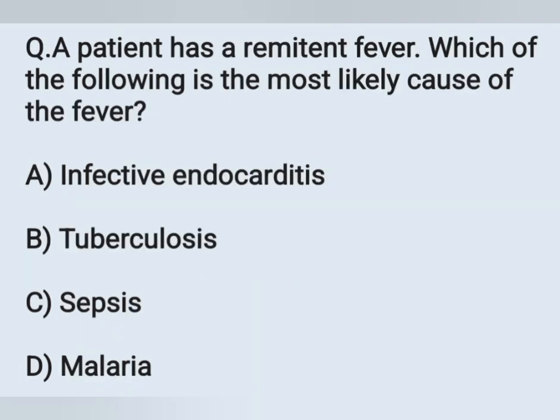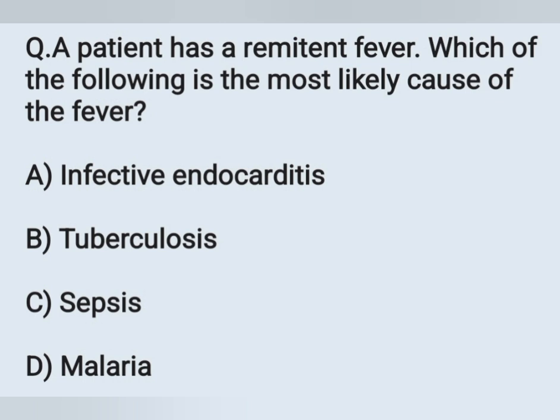And the next question is, a patient has a remittent fever. Which of the following is the most likely cause of the fever? Options: Option A, infective endocarditis. Option B, tuberculosis. Option C, sepsis. Option D, malaria. Here the question is, patient has remittent fever.